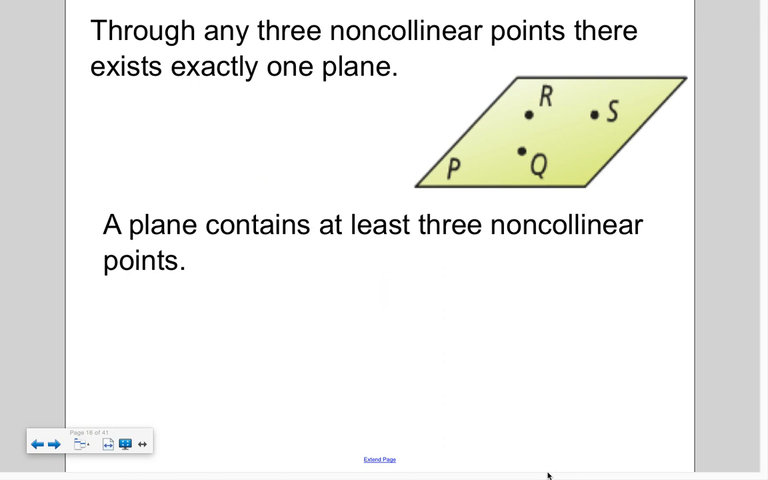Through any 3 non-collinear points, there exists exactly one plane. This is why we can name a plane by using 3 non-collinear points. All right. Now, just like there's only one line that goes through any 2 points, if we take a third point that's non-collinear with those 2 points on the line, there's only one plane that can go through those 3 points. All right. And because of that, we can then say a plane contains at least 3 non-collinear points, and that's always going to be true.